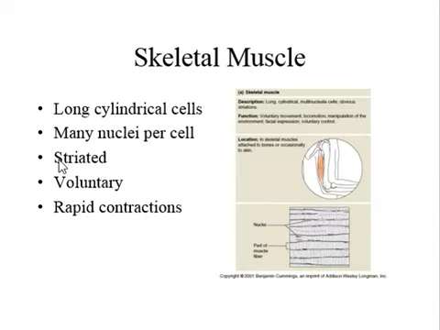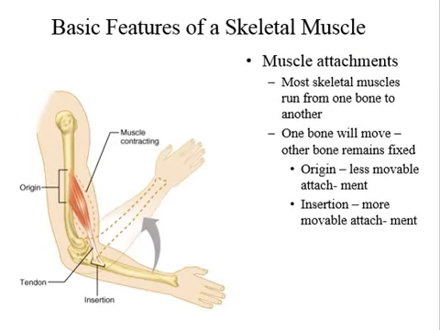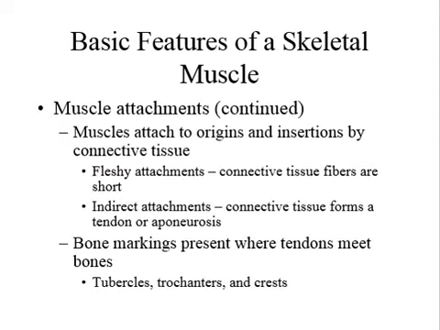Next we are going to see what is present in skeletal muscle: long cylindrical cells, many nuclei, striated, voluntary, rapid contractions. These are the things that occur in skeletal muscles. Next, we are going to see the basic features of skeletal muscles. Muscle attachment: most skeletal muscles run from one bone to another bone. So one bone will move while the other bone remains fixed. This is the origin and insertion. Origin is the less movable attachment and insertion is the more movable attachment. This way it helps in making the movement.